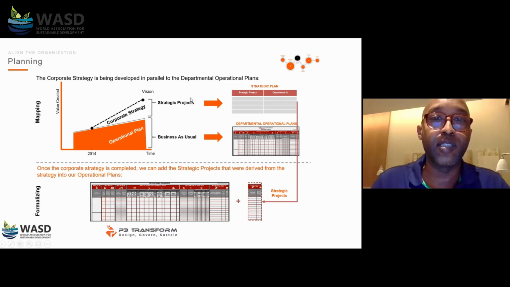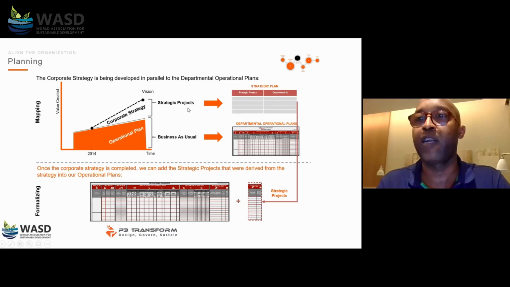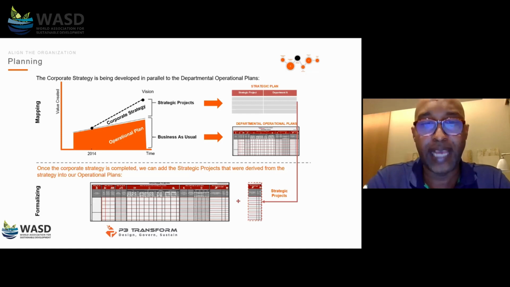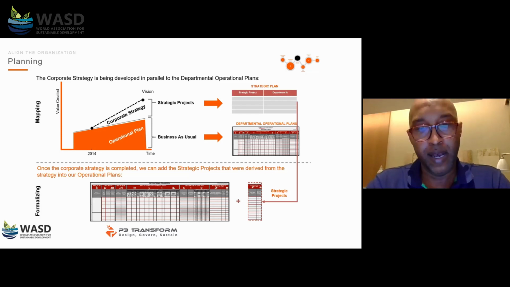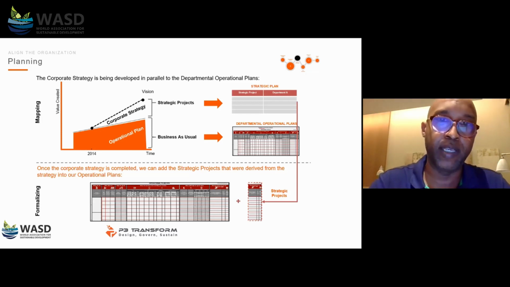So literally looking at those elements of the strategy, which can be translated to projects. For example, we are building a new system, we are merging certain departments together, we are moving a headquarter from one place to another, and literally any other project that can help to achieve the overall vision and mission of the organization.